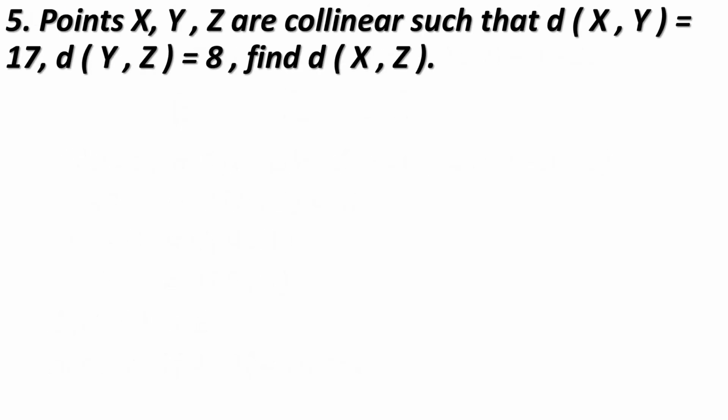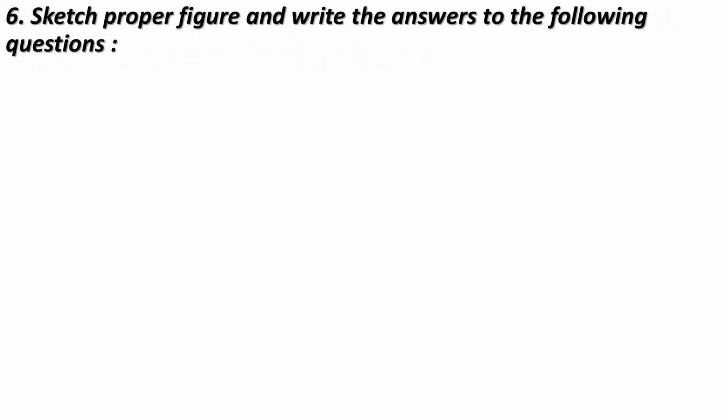Now here we have the next question. Points X, Y and Z are collinear such that distance XY equals 17, distance YZ equals 8. Find distance XZ. This question you can do on your own, because this question is the same as the previous questions. Now we will go for the next question.